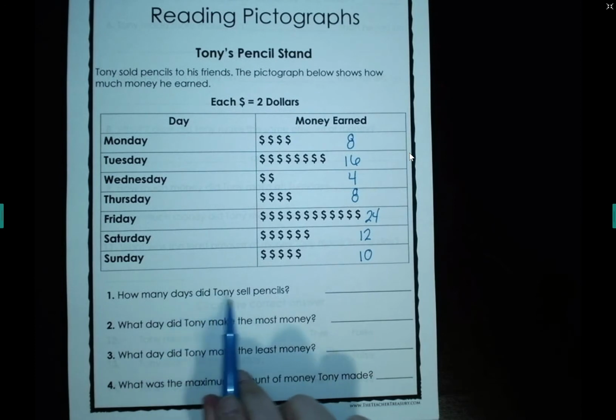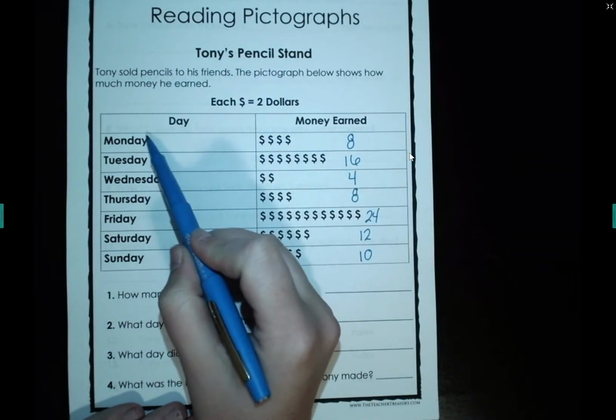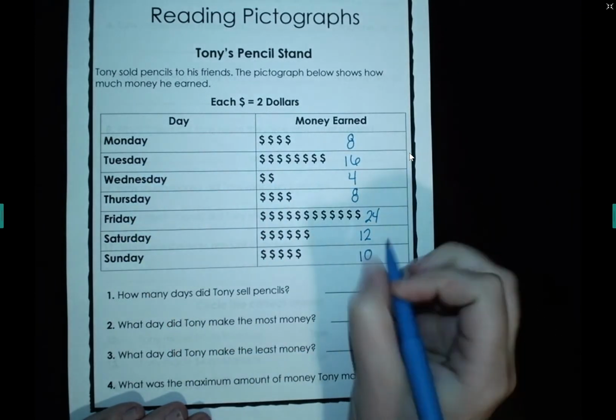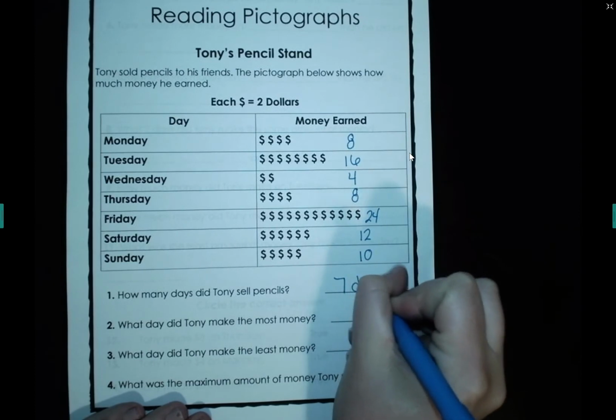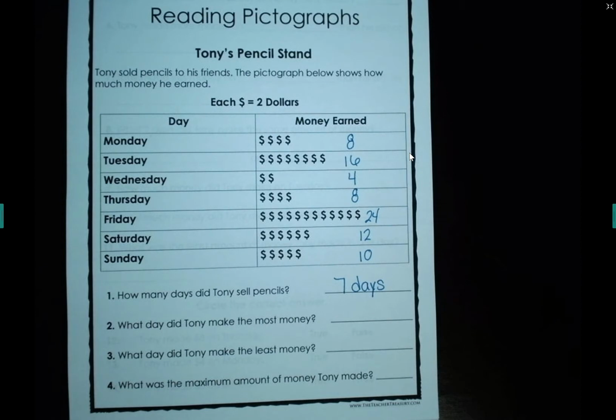How many days did Tony sell pencils? When we come up here, we see day. How many days? That's 1, 2, 3, 4, 5, 6, 7. So 7 days. He sells pencils every day of the week for 7 days.